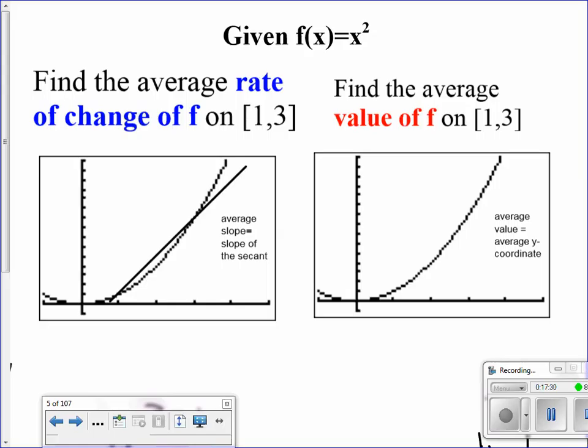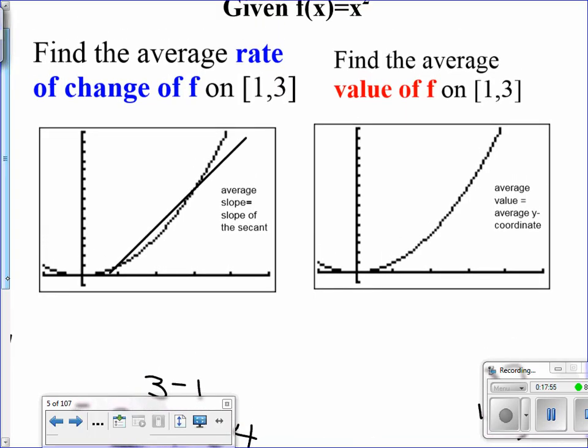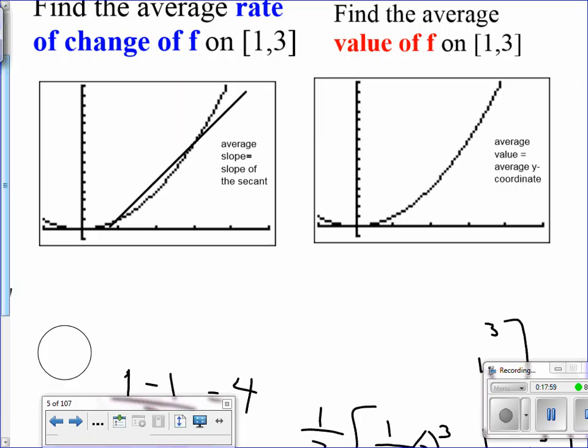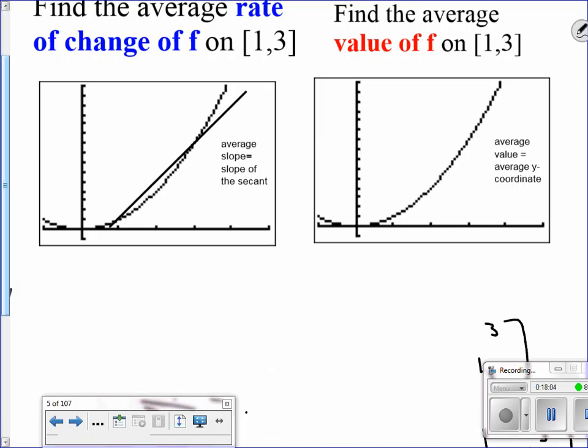Nice. Okay. We have an example here. f of x equals x squared. We have a parabola. First thing we want to find is the average rate of change of this function on the interval from 1 to 3. So I've drawn a graph of the parabola. How are we going to find the average rate of change? Change of y's over change of x's. So what do we have to find?